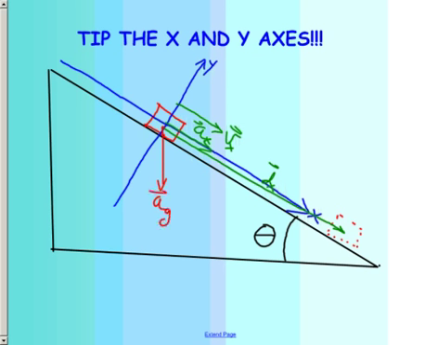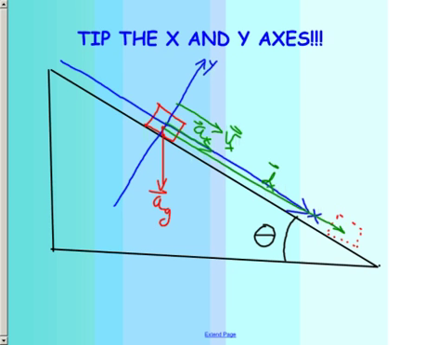Now, our box is not going to move that way, but that's the way gravity is trying to make the box accelerate. So guess what? We only have one vector we need to fuss with. So that's why we're going to tip the axes.